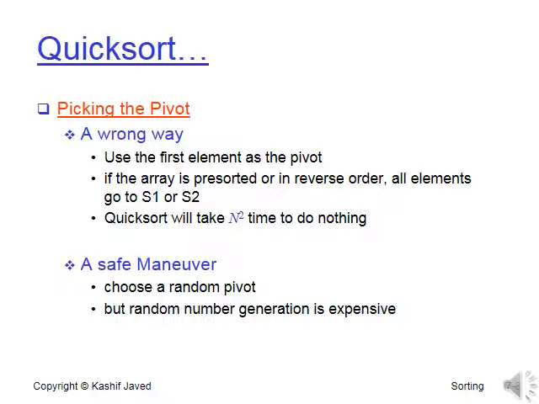First element pivot choice is viable if the array contains random numbers. Otherwise, quicksort will take order n squared time to basically do nothing. A safe maneuver would be to choose a pivot randomly, for which you need a random number generator, which is expensive because it will only add cost, increase and not decrease the average running time of the overall algorithm.